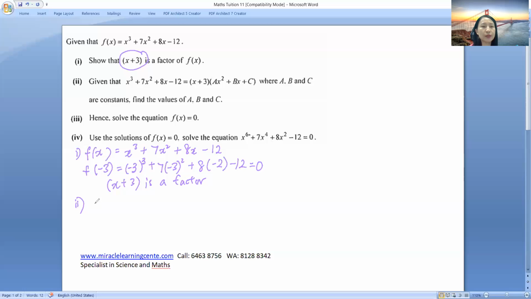Okay, so now I'll write down this equation: x cubed plus 7x squared plus 8x minus 12 equals x plus 3 times ax squared plus bx plus c. Okay, so now I compare the coefficients.